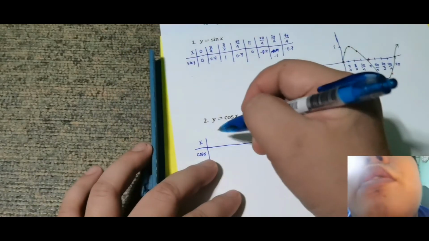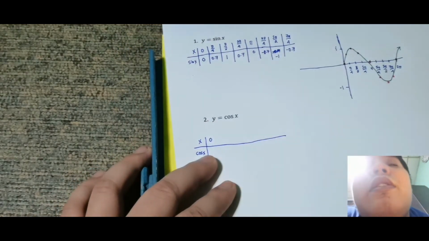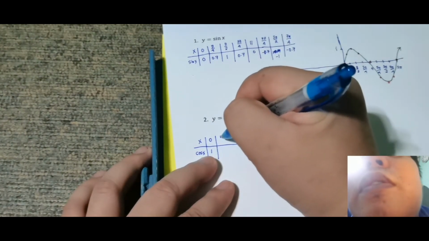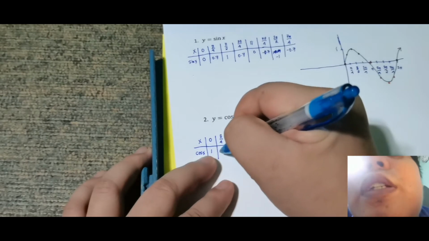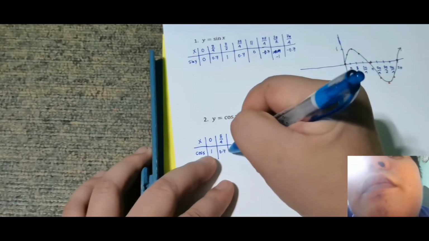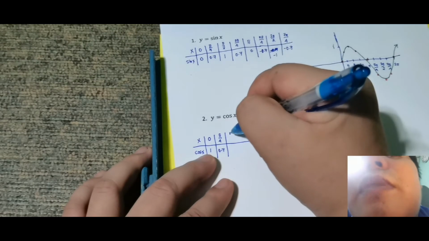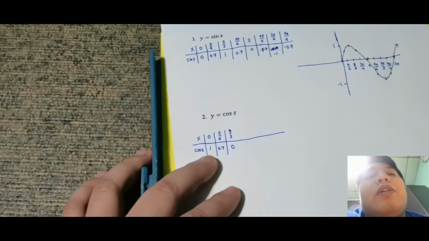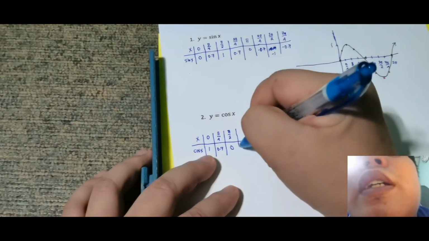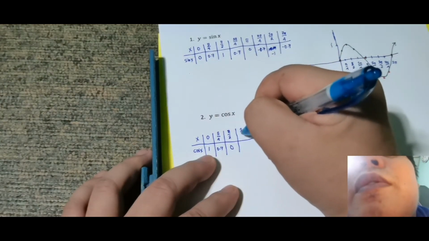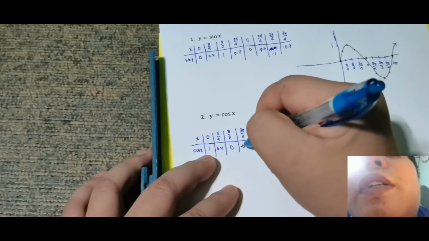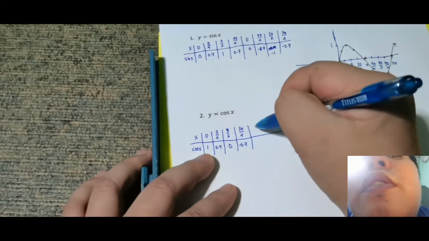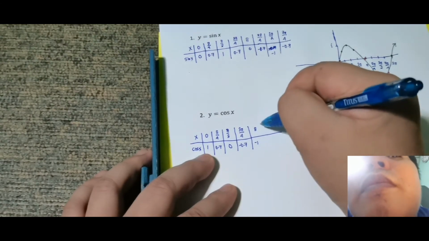So dito 0, dito baliktad, no? Cosine 0 is 1. Okay, then cosine pi over 4 is 0.7. Then cosine pi over 2 is 0. Ito nagkamali, no? Cosine pi over 2 is 0. Next, cosine 3 pi over 4 is negative 0.7 kasi cosine siya, negative yun. So next is cosine pi is negative 1.